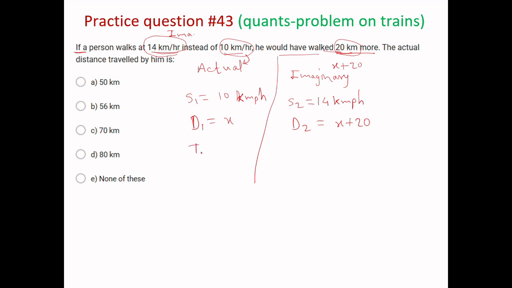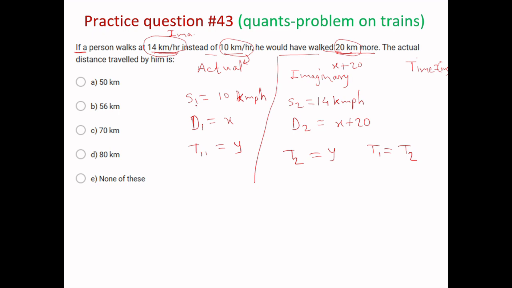And what about time, t1 and t2? What can you comment about time? In case of time, actually we are comparing imaginary and the actual situation. So we are comparing this by assuming time is constant, time is same. So t1 and t2 must be equal. If we write it y, that is also okay, or if we didn't write, that is also okay. In short, t1 must be equal to t2.